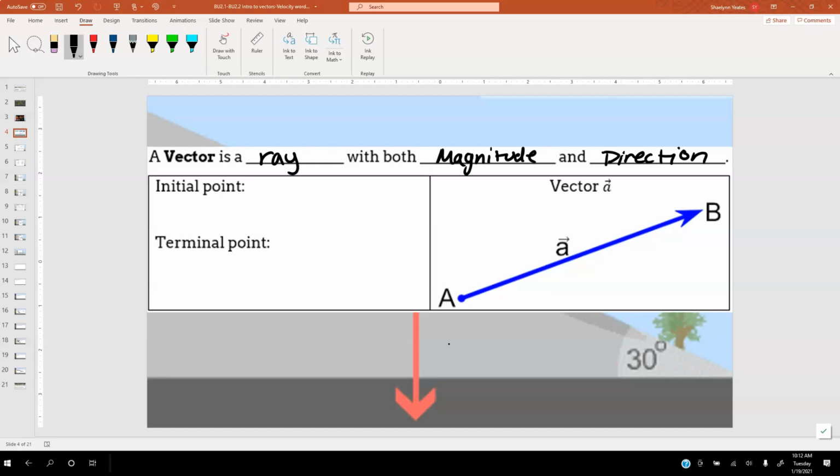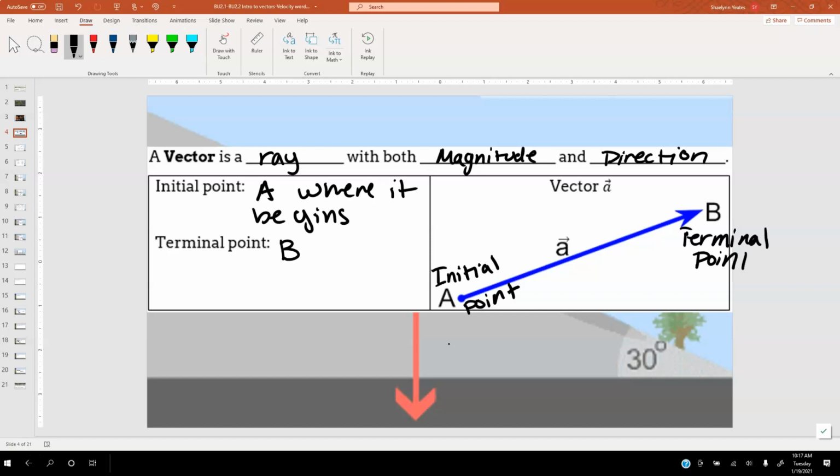The initial point is this. This is my initial point. We generally want the initial point at 0. So the initial point is A, where it begins. And the terminal point is, in this case, B, which is where the vector ends. I'm just going to refer to it as it ends. Okay, so this is vector A. It has an initial point and a terminal point.